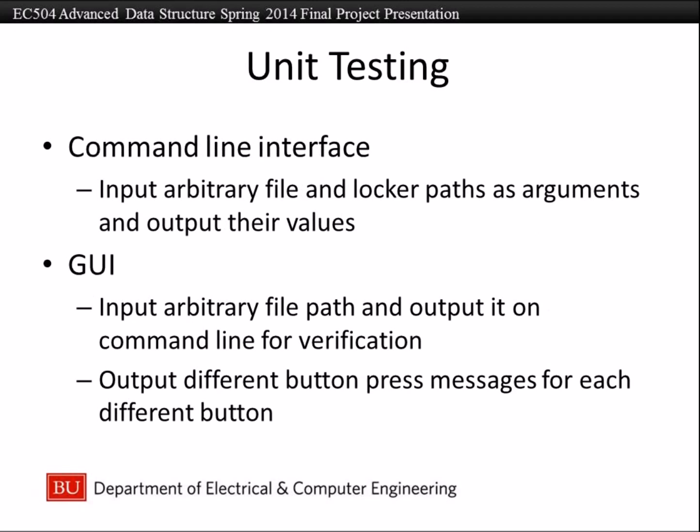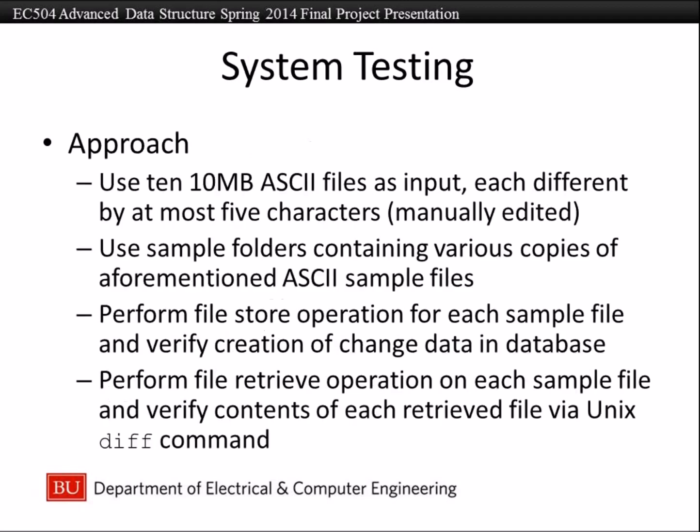Testing the command line interface, we simply input arbitrary file and locker paths as arguments and have the program return these same values on the command line. For the graphical user interface, we input an arbitrary file path and have it output on the command line. Also, we have the command line output different button press messages for each different button on the GUI.